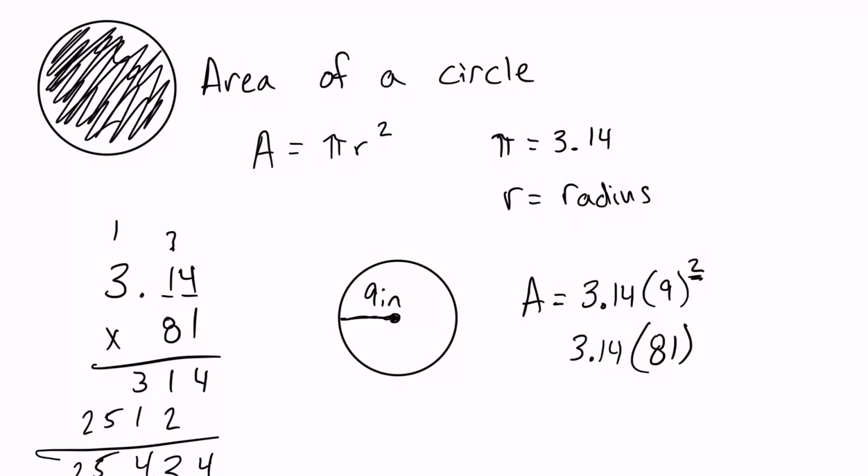So we start at the right side, move left 1, 2 places, and end up right between the 4 and the 3. So my solution for my area should read A is equal to 254.34, and this is area, so we're doing inches squared. All of our solutions when talking about area need to be squared always, and that is how we find the area of a circle.